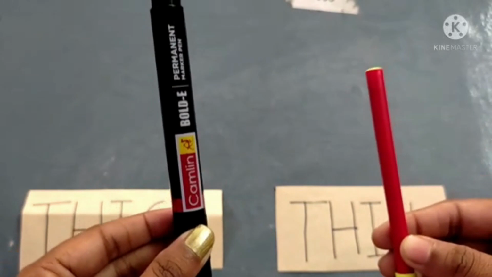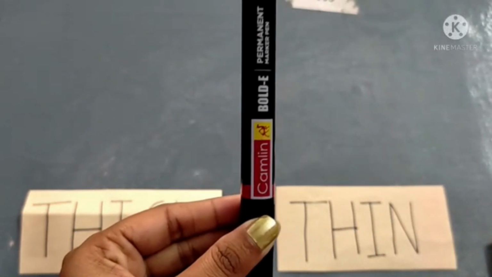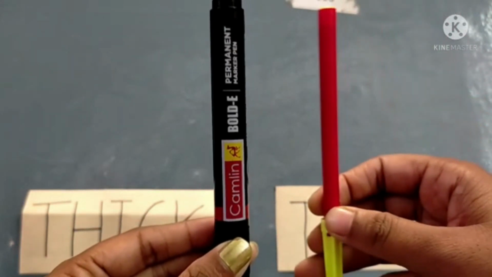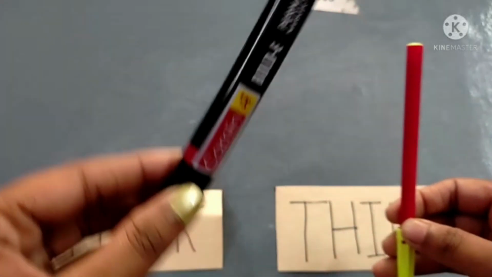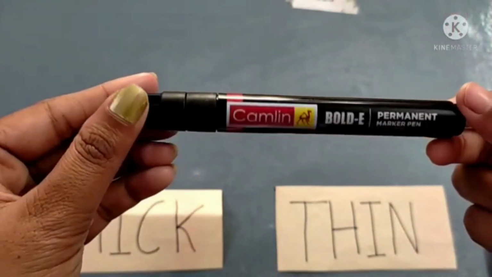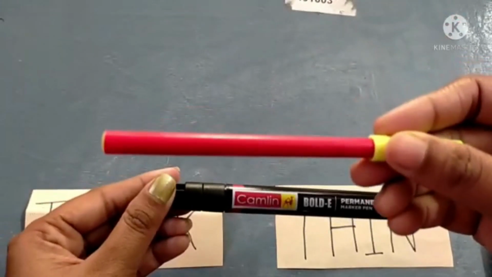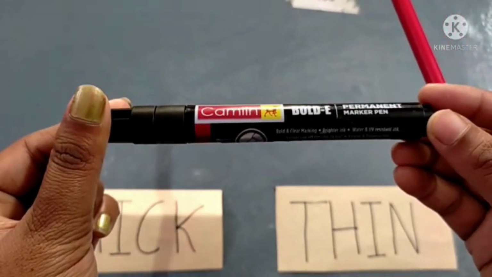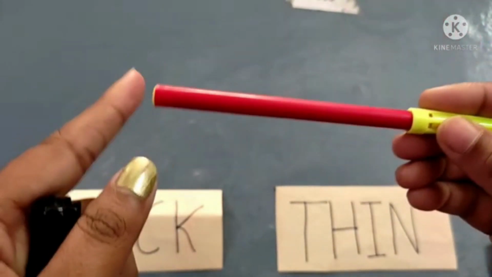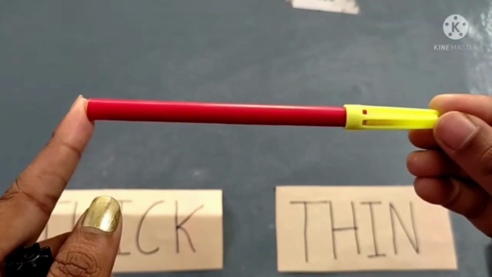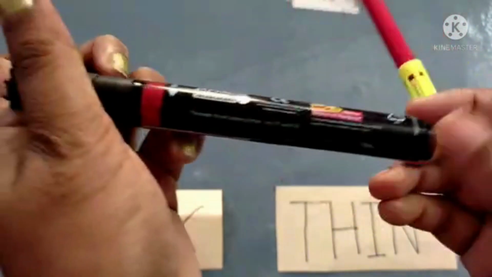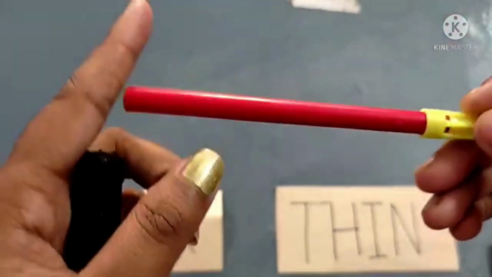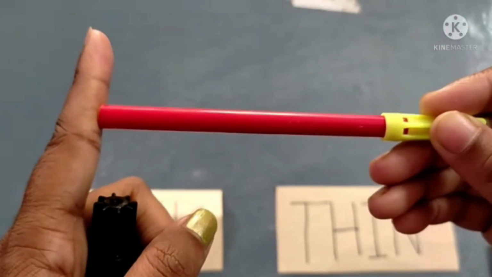So let me start with the thick. Can you all see this marker pen is a little bit bigger in size than this sketch pen? This marker pen is bigger in size than this sketch pen. So that means this marker pen is thick and this sketch pen is thin. Again I am repeating, this marker pen is thick and this sketch pen is thin.